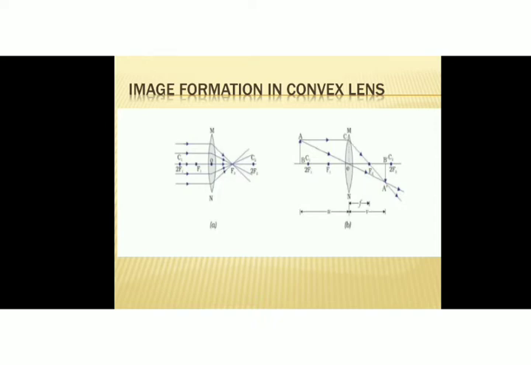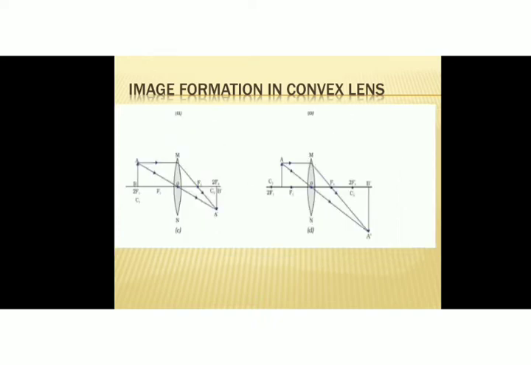Now consider the third object position. Here, object is AB and where is it situated? It is situated at 2F1. At this point, 2F1. Now consider two rays. One is the parallel ray, another ray passing through the optic center. Parallel ray, as per the first rule, after refraction passes through focus. And this ray passing through optic center goes without any deviation. Both the rays meet together at this point. Where is that point? At 2F2.